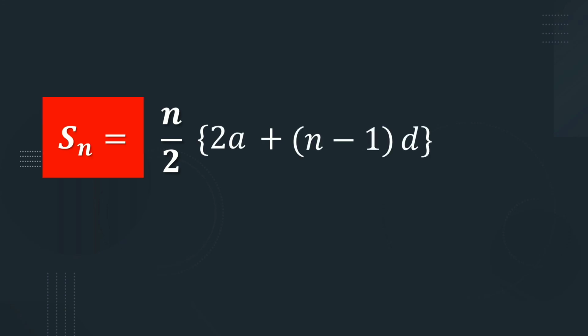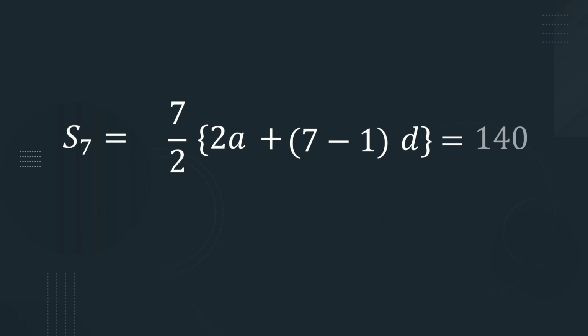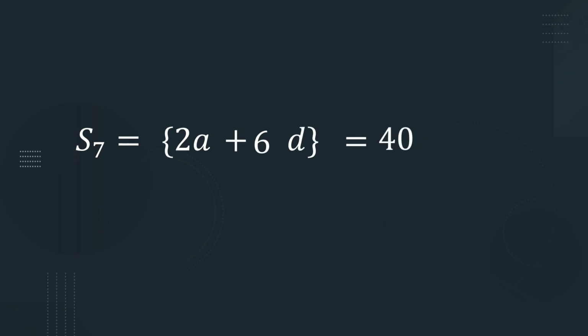Sn is equal to n by 2 into (2a plus (n minus 1) into d). Instead of Sn we put S7. So 7 by 2, (2a plus (7 minus 1) into d), that has been given as 140. 7 by 2, we can transpose it here. 2 goes here, 140 into 2 by 7, 20 into 2, that is equal to 40. I won't remove the 2 common here. It will be very useful in the next step. This is the first equation.